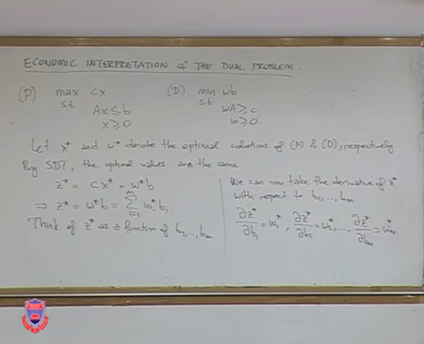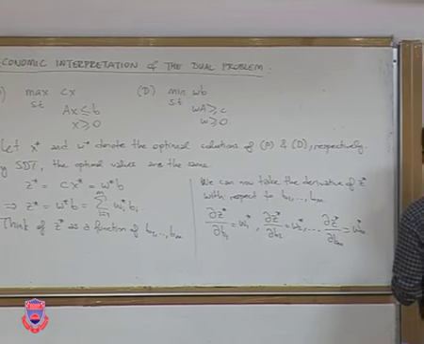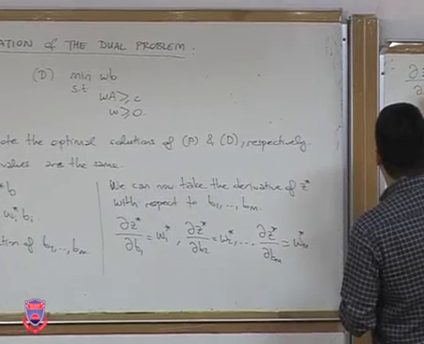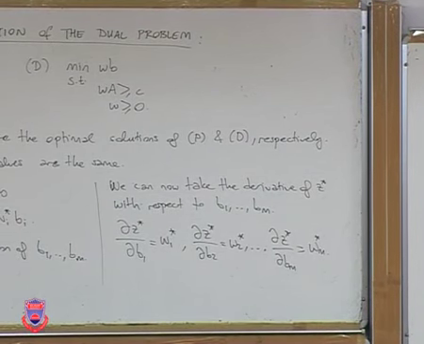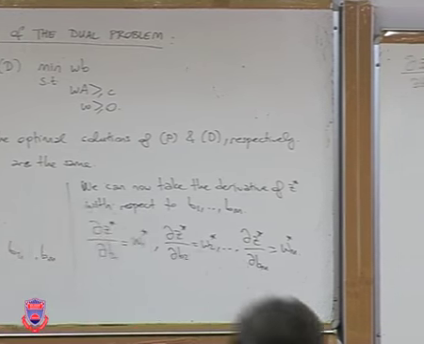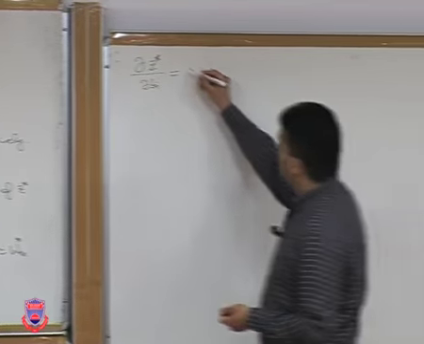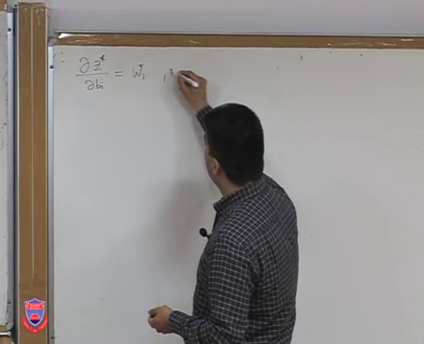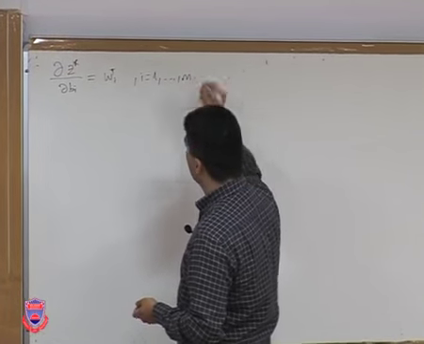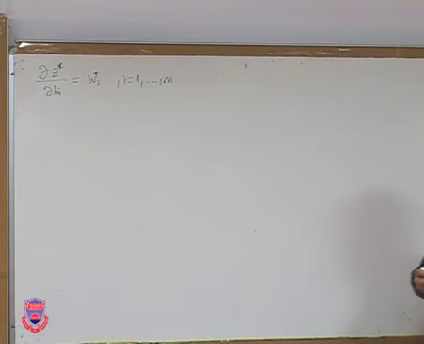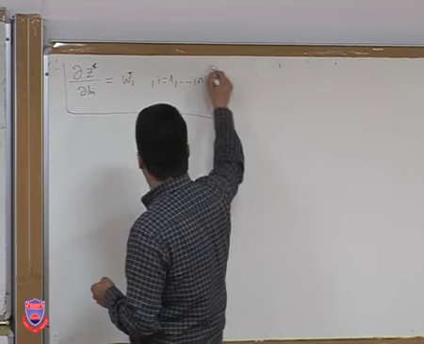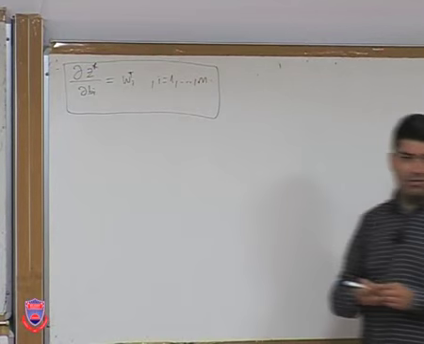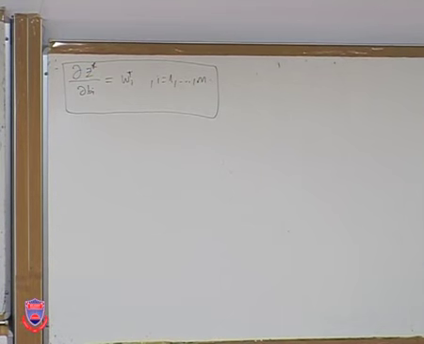So in particular, let me give you this general expression. The derivative of Z star with respect to Bi will be equal to what, in general? Exactly. It's going to be Wi star, and this is going to be true for all values of i, basically, for all i from 1 to m. Now, let's try to understand what this means exactly.